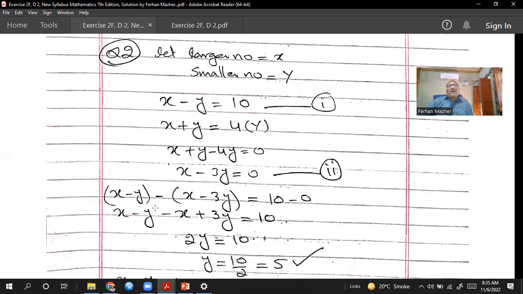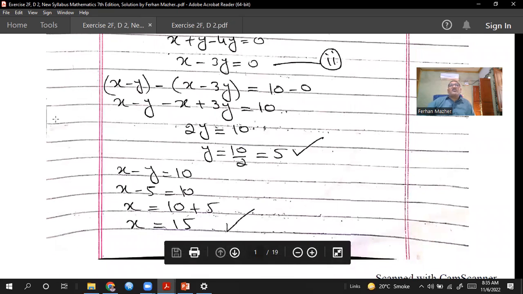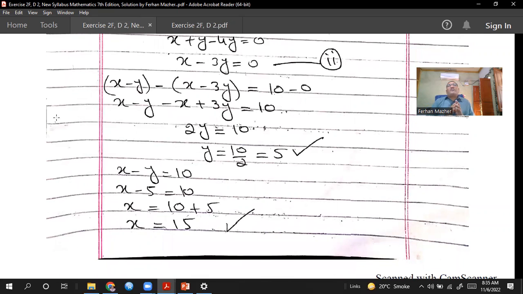So x minus y minus, put a bracket here, x minus 3y, bracket close, equals 10 minus 0. Because of this negative, the signs will change. So x minus y minus x plus 3y equals 10. Now x minus x, they will be cancelled. So you will have minus y plus 3y. That gives you 2y equals 10 minus 0, which is 10.